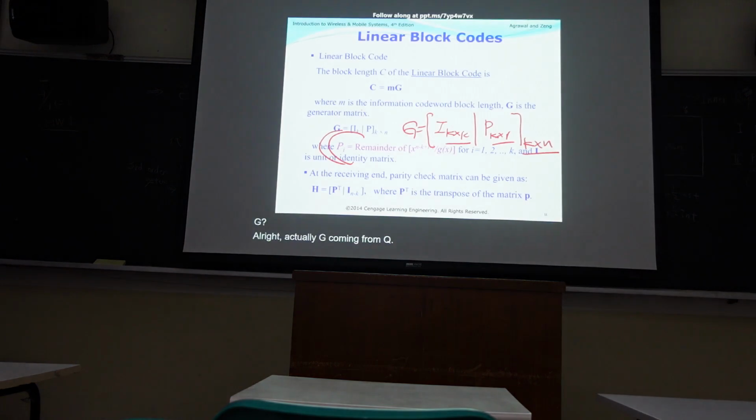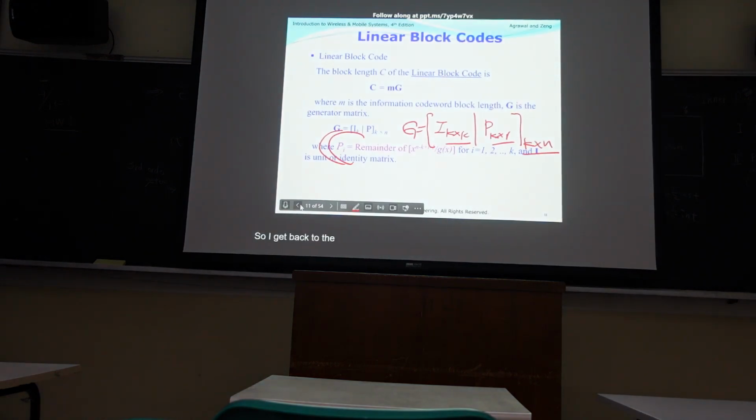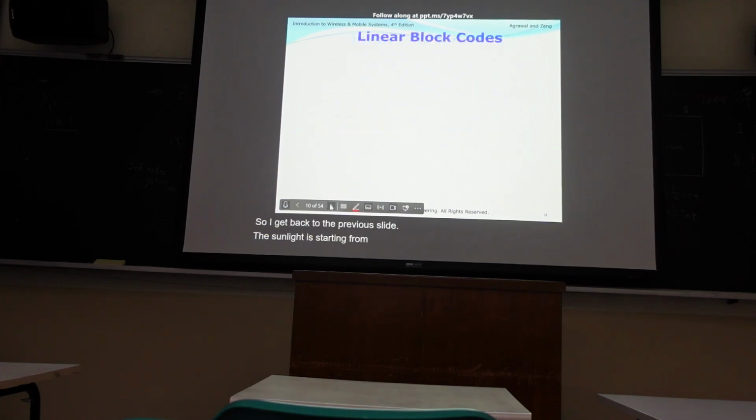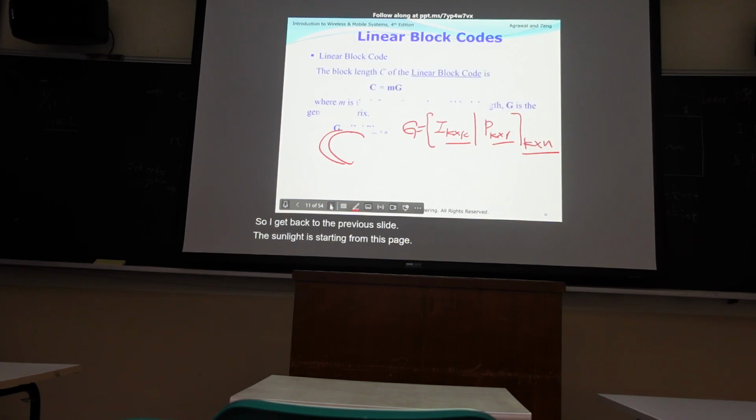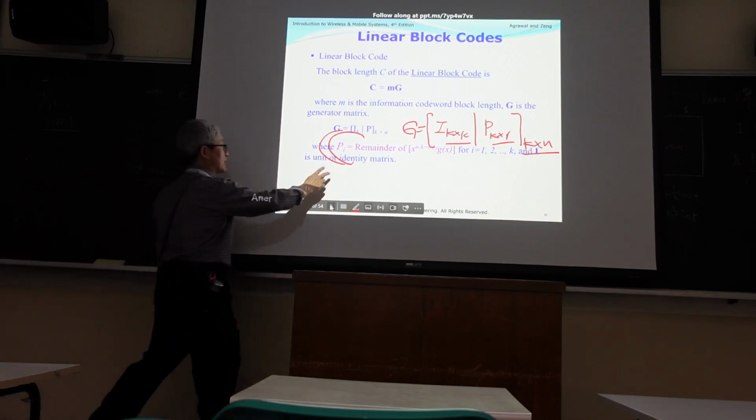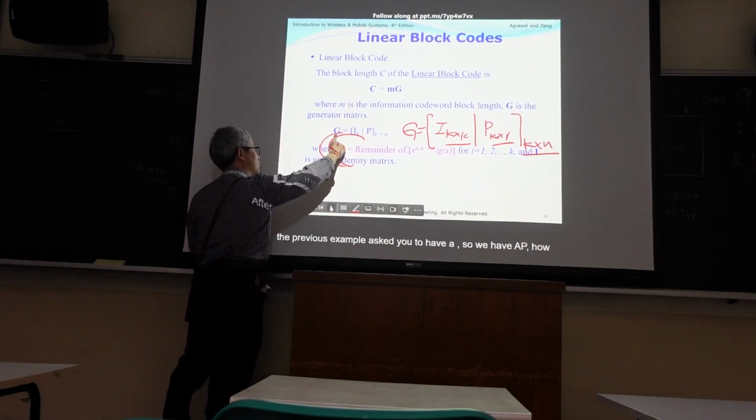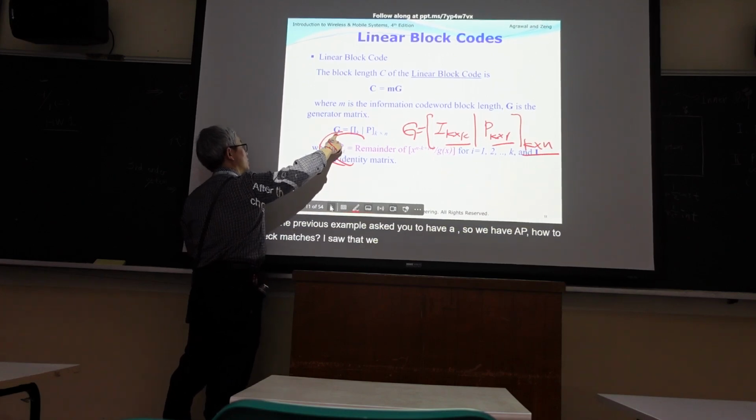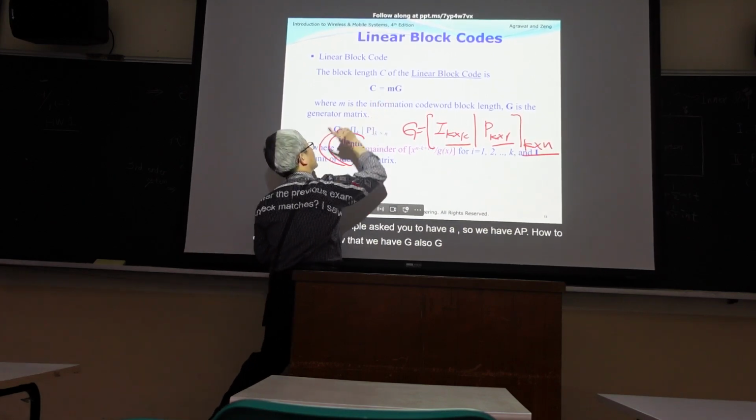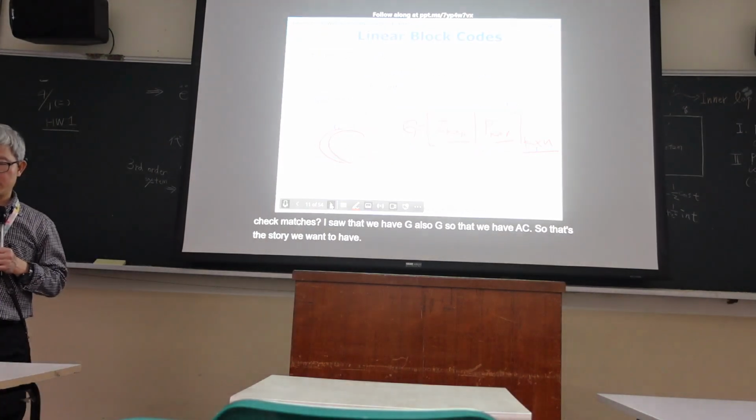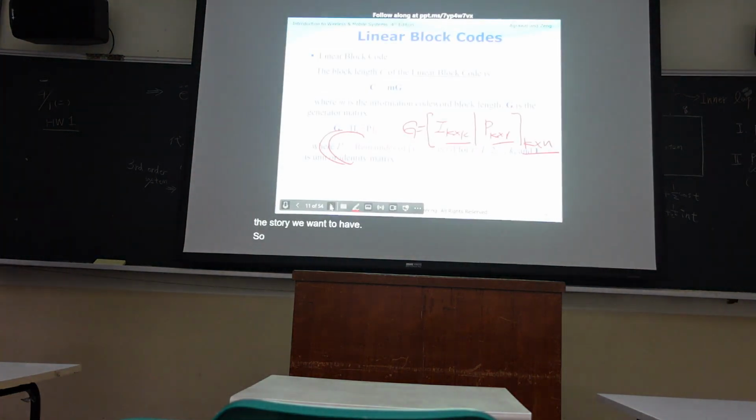So I get back to the previous slide. Something like this, starting from this page. Actually, the previous example asks you to have a P. So we have a P, having check matrix, and so that we have G. So with G, we have a C. So that's the story we want to have. So almost 1 minute, so let me continue.